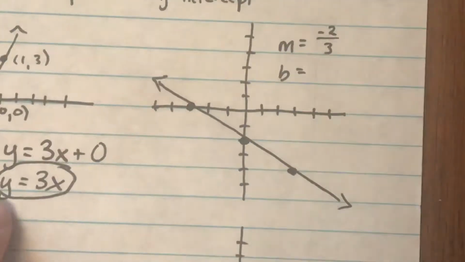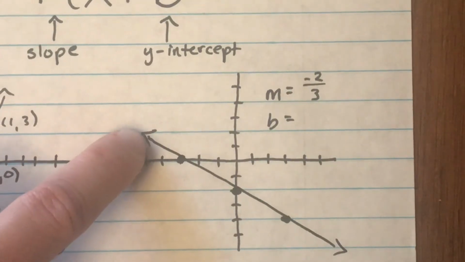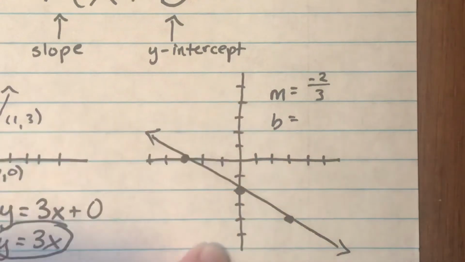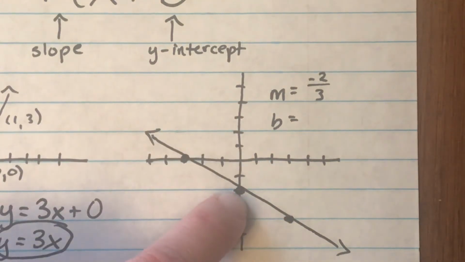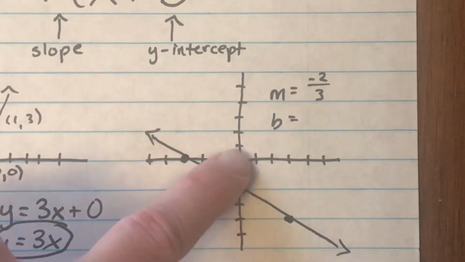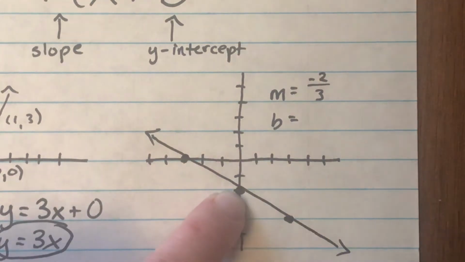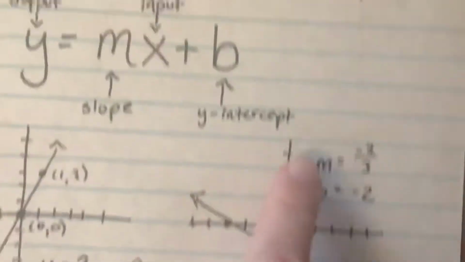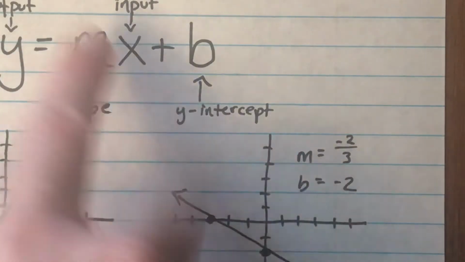And then what's my intercept? Where does this line, if I am like Slope Dude, skiing along this line, at what point do I run into the y-axis? And I run into it right here. Well, what is that value? That value is -2 on the y-axis. So my b value here is -2. And now all I have to do is plug these numbers into this form.